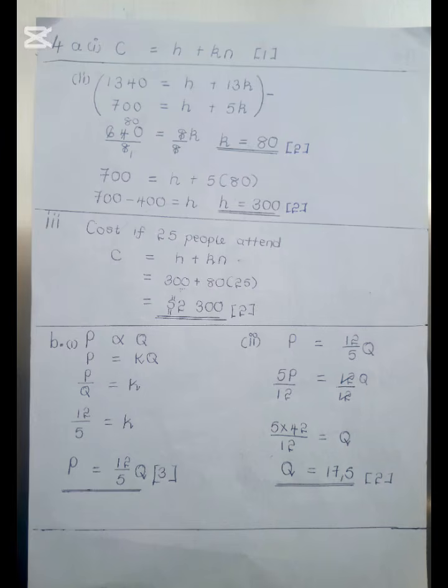And then part 3, calculate the cost if 25 people attend. So for the cost if 25 people attend, we are now having our formula. C is equal to H plus KN. On our H, we put 300, and then on our K, we will substitute 80, and then on N, we are going to substitute 25. So our cost is going to be 300 plus 80 times 25, so that we get our answer is $2,300.